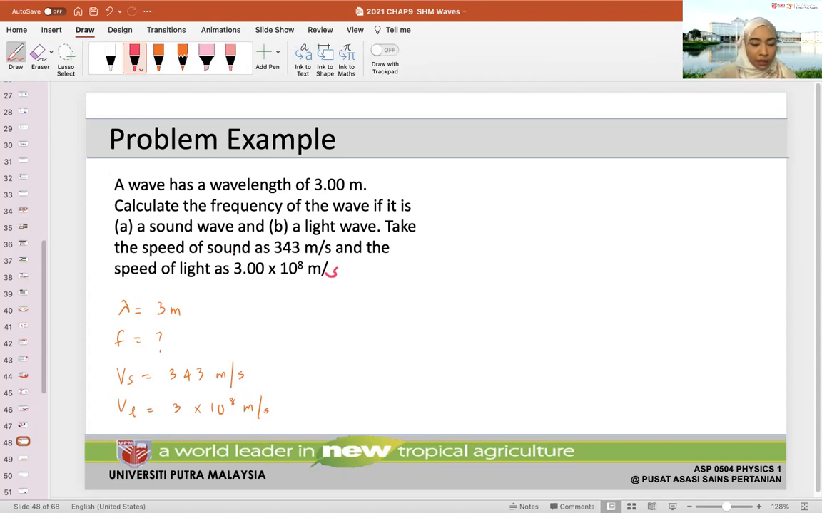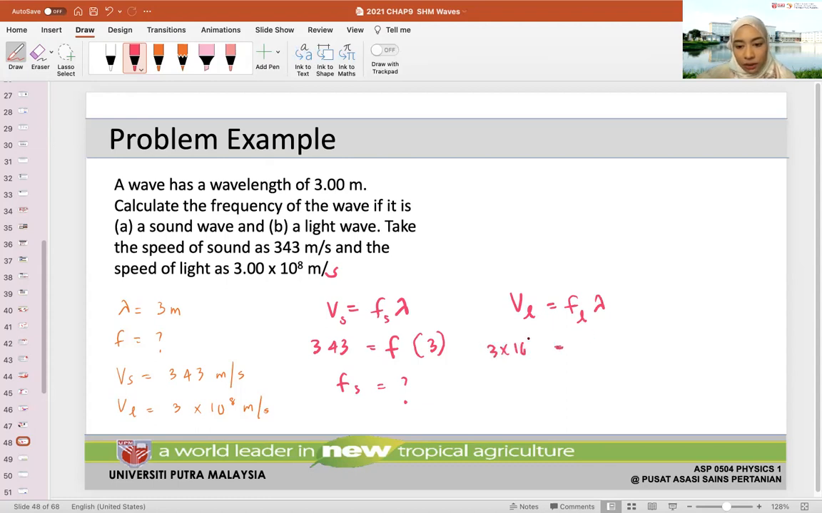It's asking us to find the F. What equation should we use? V equals F lambda still. So it should be straightforward actually. 343 for sound. This is already in SI unit, so we're good. We don't know what F is. We have the lambda, which is 3. So F for sound is whatever that is. Then for light, lambda is the same. V is 3 times 10 to the 8, F is unknown, our lambda is 3.